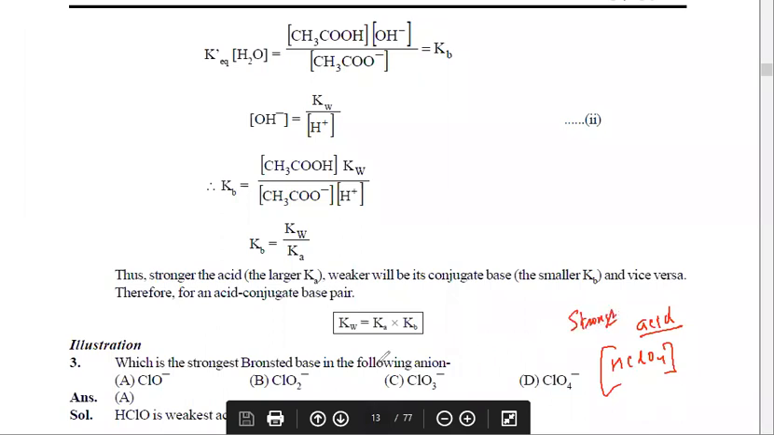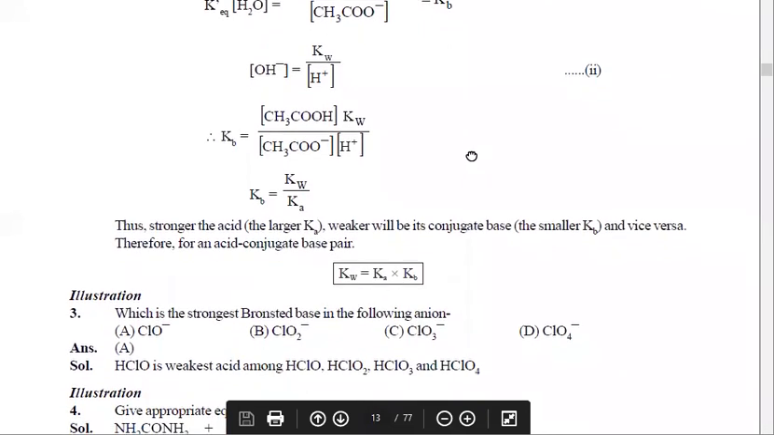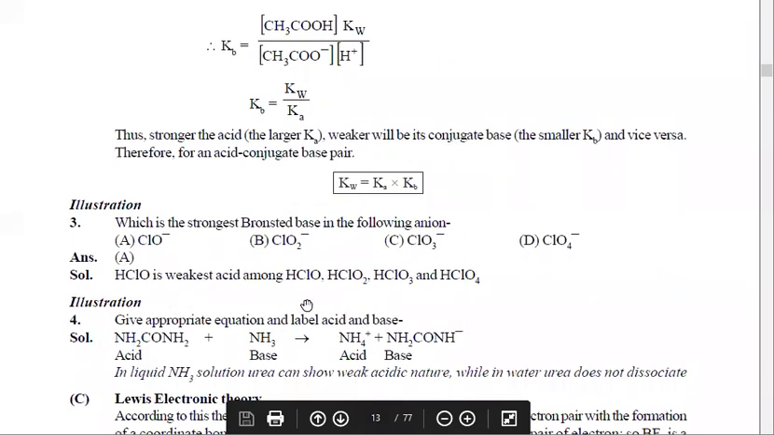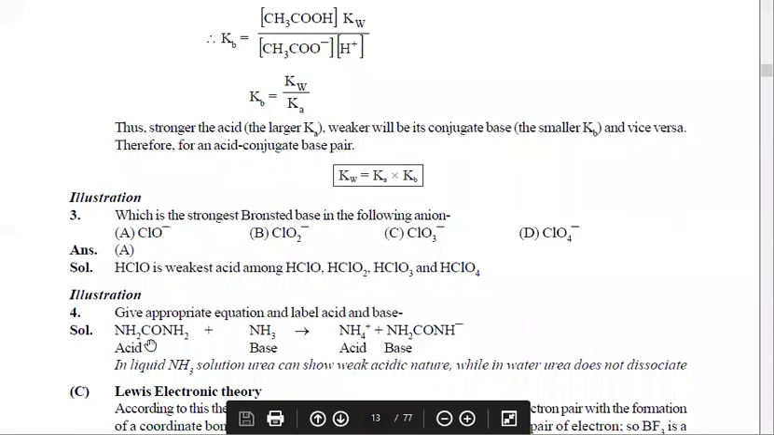So the weakest acid will be this one. If it is the weakest acid, then obviously its conjugate base would be the strongest. Yes or no? So basically this is the dissociation equation. This is your acid, which will give H plus. This is a base which will accept H plus.